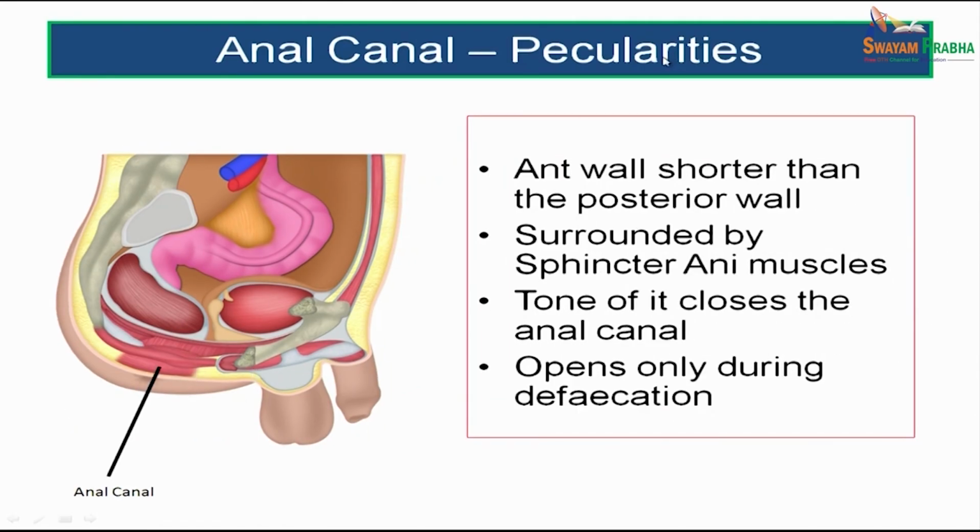Next, coming to the peculiarities of the anal canal, the anterior wall is shorter than the posterior wall. One important peculiarity is that it is surrounded by sphincter ani muscles. There are internal and external sphincters which we will deal later. The tone of these sphincter muscles closes the anal canal and it opens only during defecation.